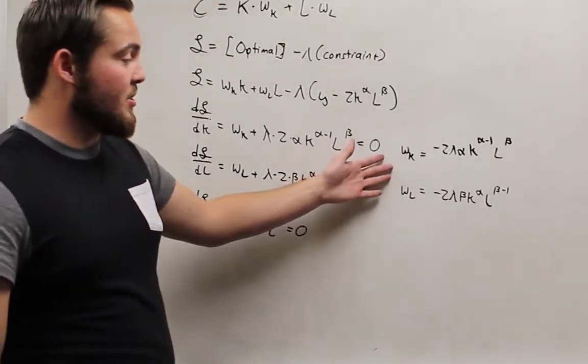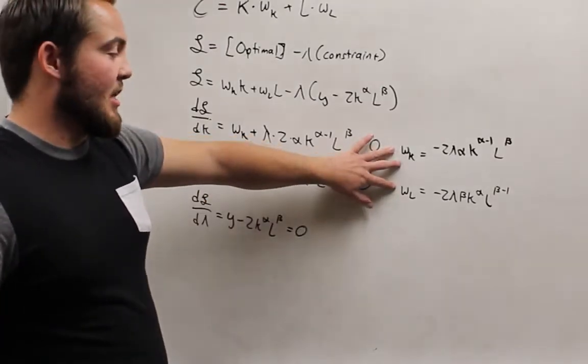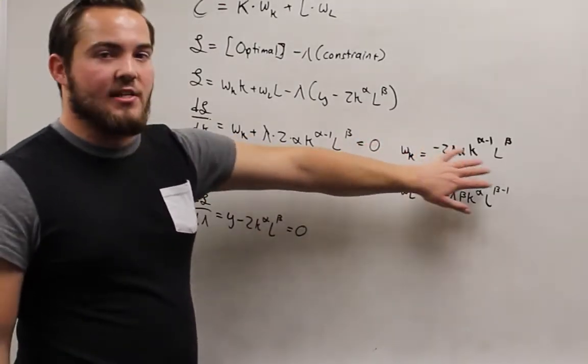So remember what we do when we get to this point in the Lagrange is that I'm going to take this left side and divide it, and this right side and divide it.